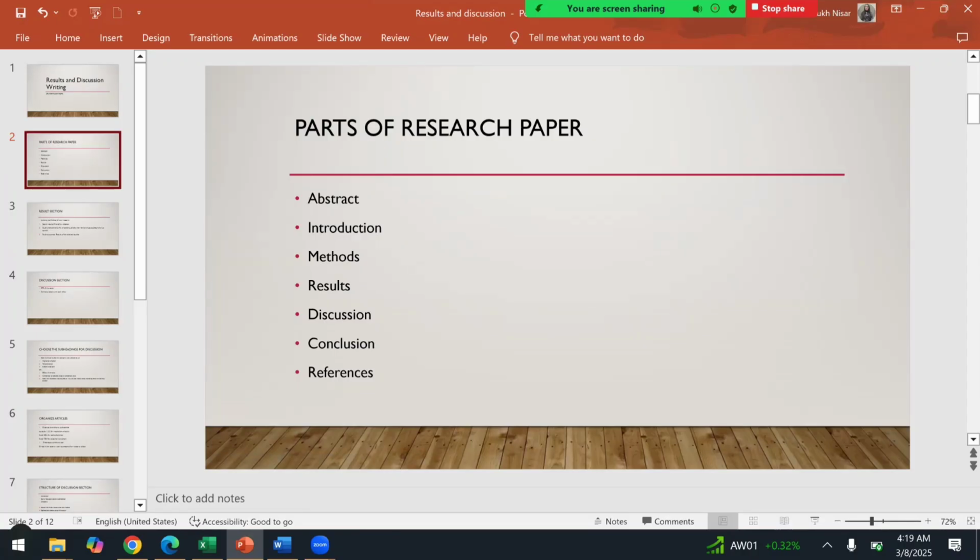And then conclusion is only the summary of your discussion, and introduction is the background of your research topic, and abstract, we write the abstract at the end because it is a summary of the whole of your paper. So right now in this lecture, our topic is results and discussion.